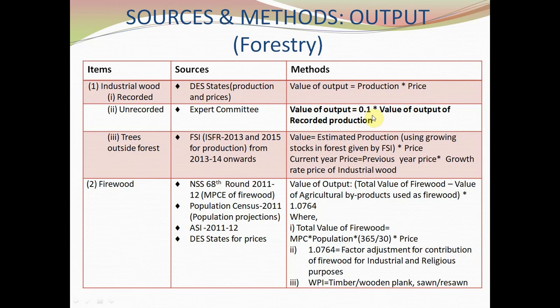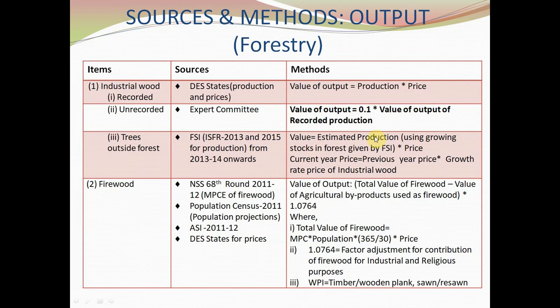calculated as 0.1 into, which is 10% of, value of output of recorded production. Then trees outside forest are providing industrial wood. For this, Forest Survey of India ISFR 2013 and 2015 for production from 2013-14 onwards are used.